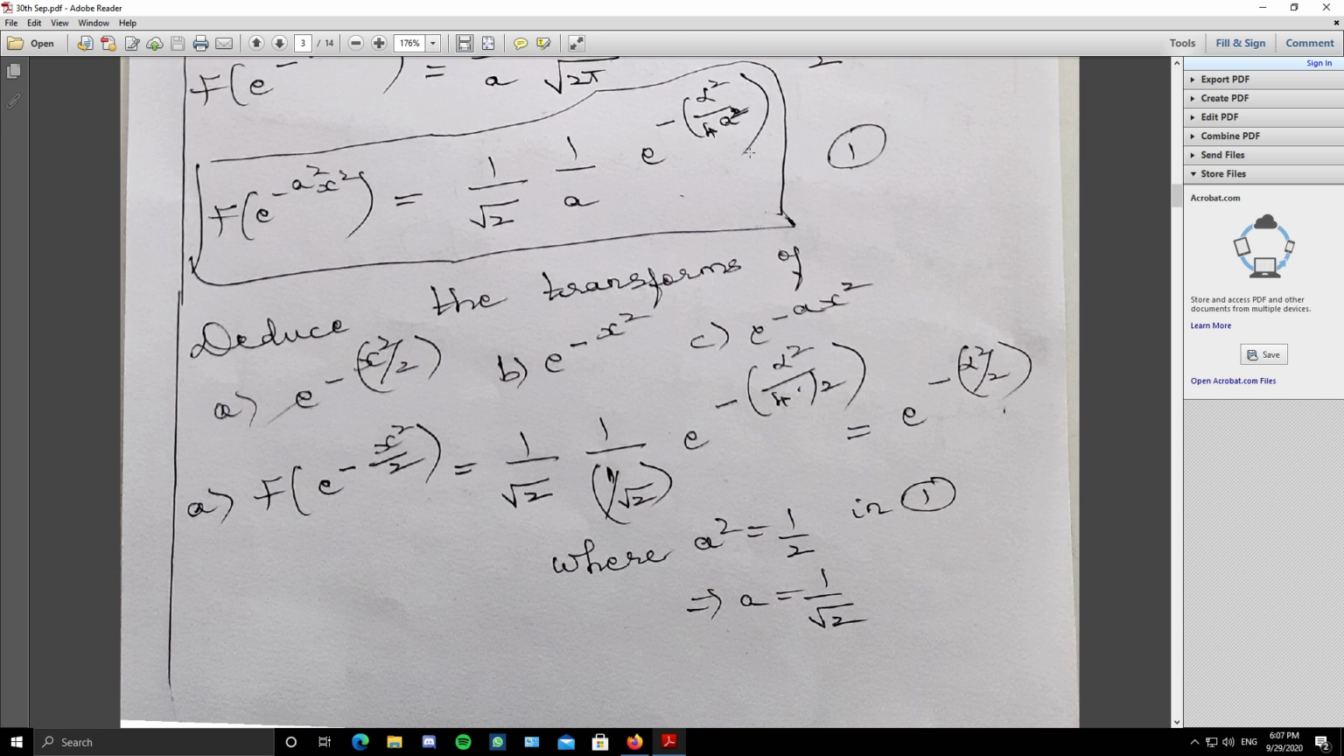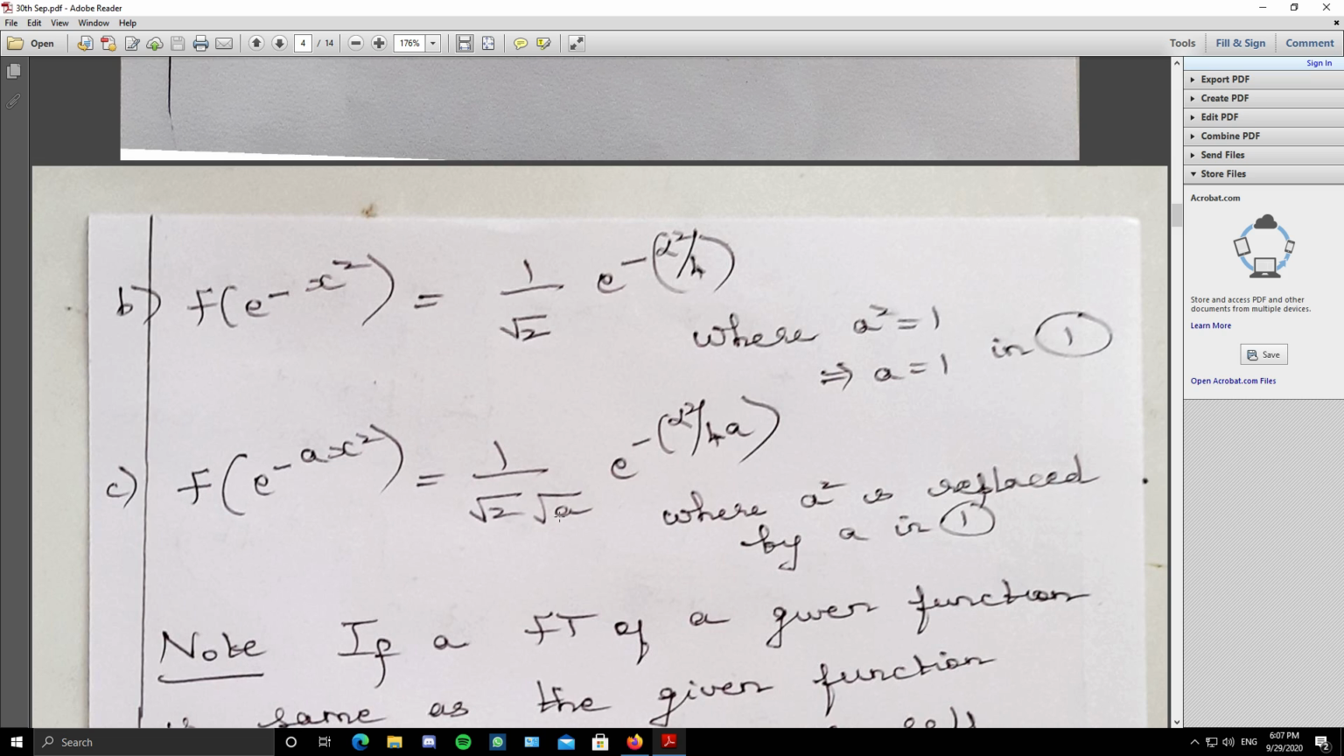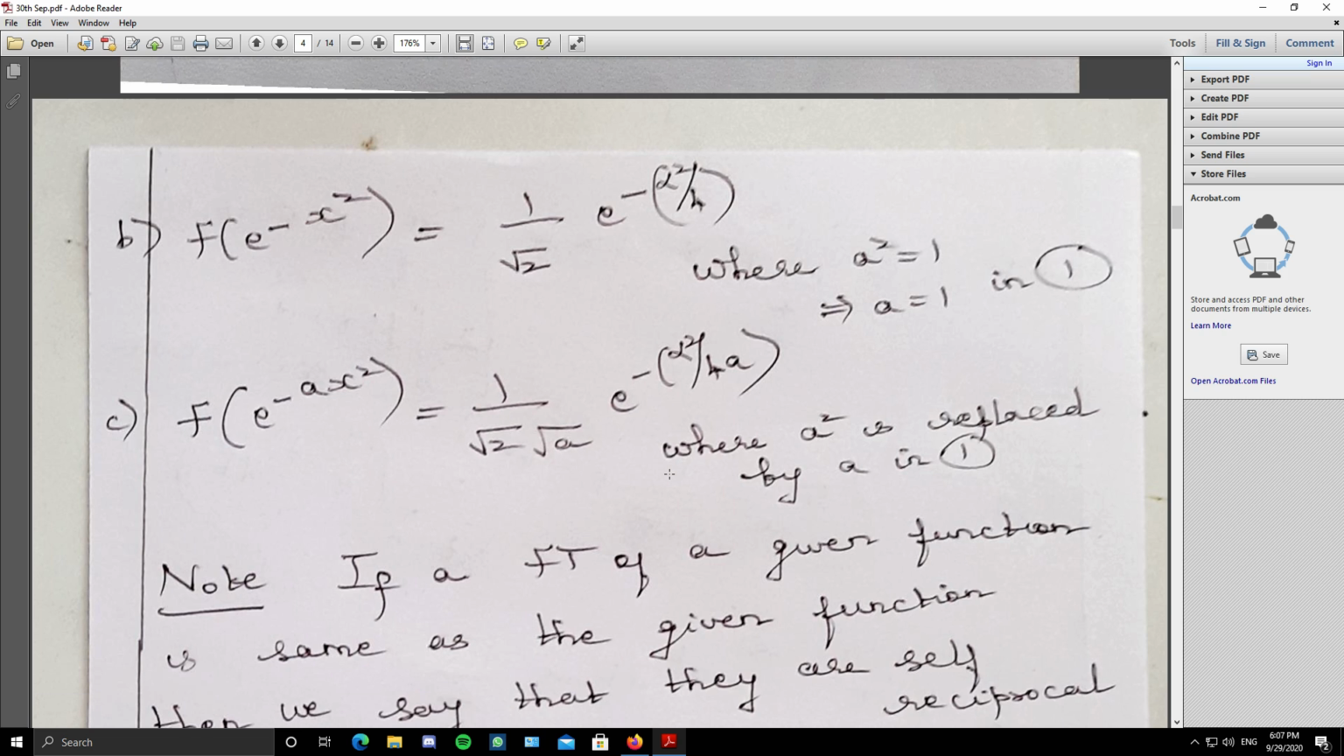See, you see here, if it is a square, you have a. If it is a square, it is a. What is a? So square root of a square. So what is square root of a? It is root a. So 1 by root 2, 1 by root a, e power minus alpha square by 4a. So learn this problem. It is very, very important.